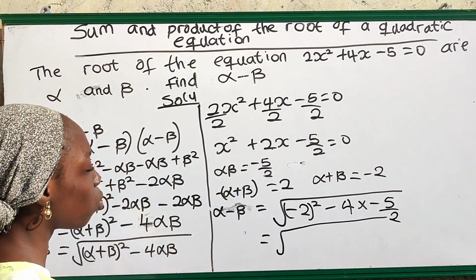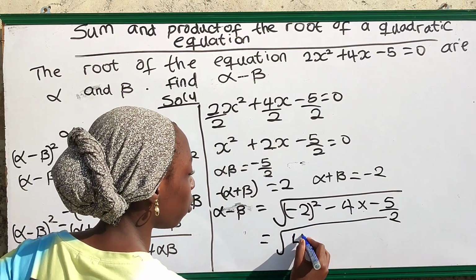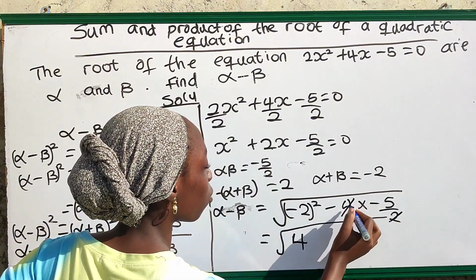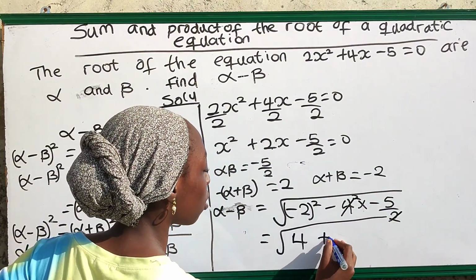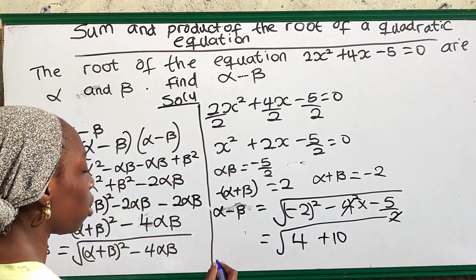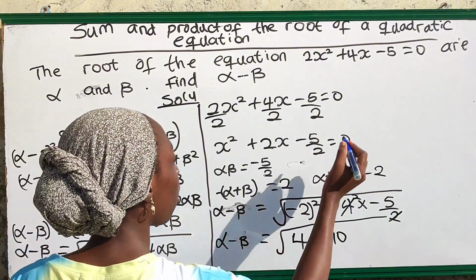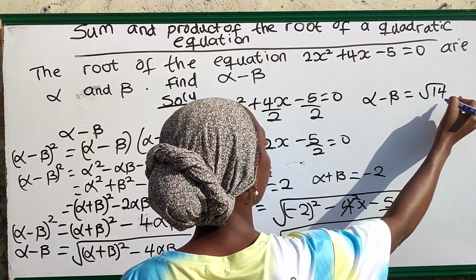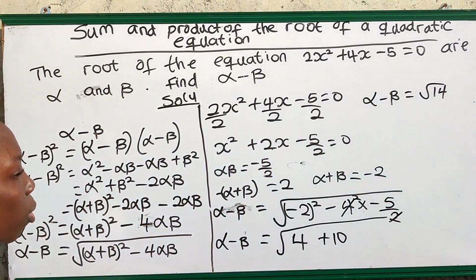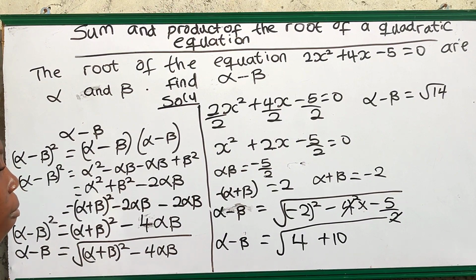minus 2 times minus 2 is 4. Then 2 here 1, 2 here 2. Minus 4 times minus 5 over 2 is plus 10. Alpha minus beta will now be equal to the square root of 14. So let's stop it. Alpha minus beta is equal to the square root of 14.